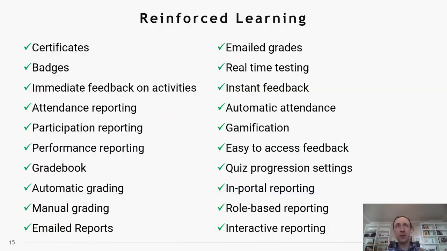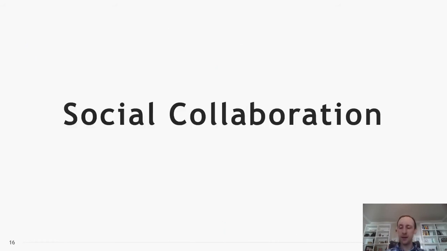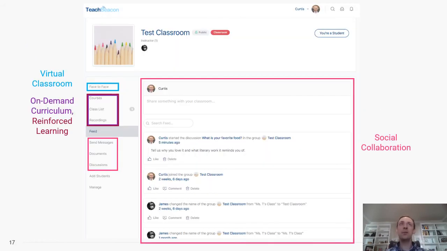Okay. Reinforced learning, again, has lots of things: gamification, certificates, badges, feedback on activities, and so forth. We built it to be really robust there. Fourth component is social collaboration. Okay, so this is an example of what it looks like in the activity feed. So there you can see, did someone answer something in a forum, or did someone upload a document, or did someone take a quiz? It's all right there. You can see in real time what's happening in your classroom on demand.